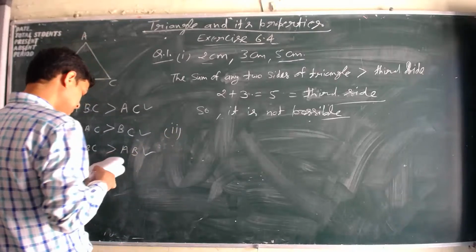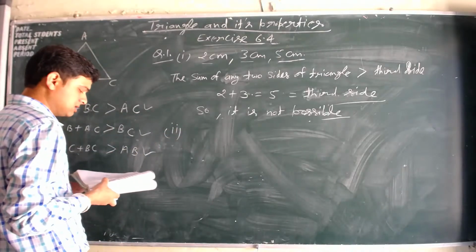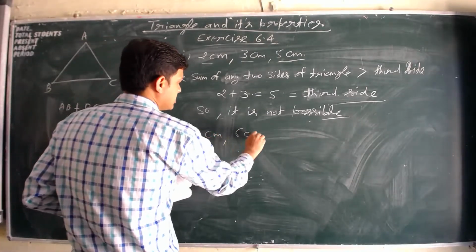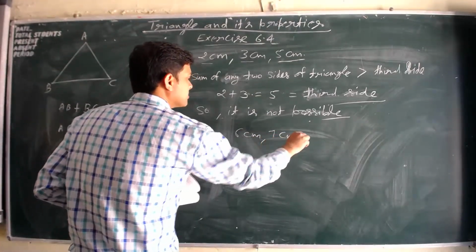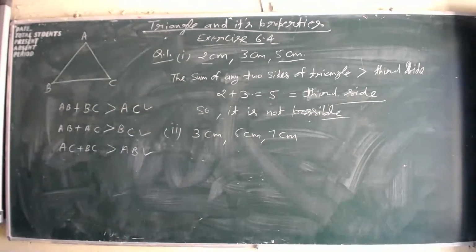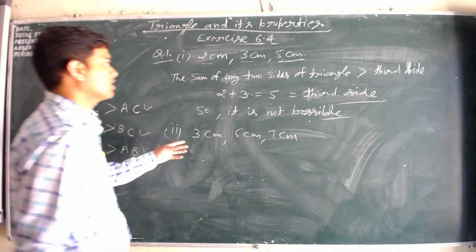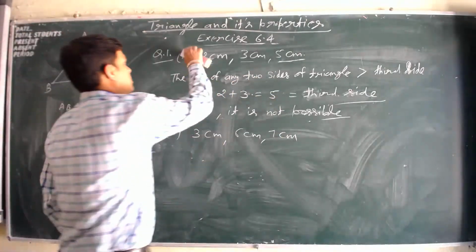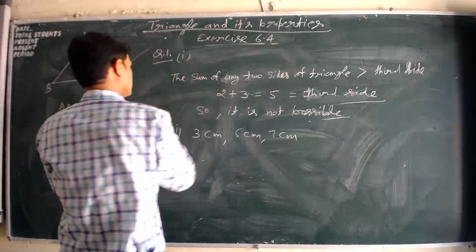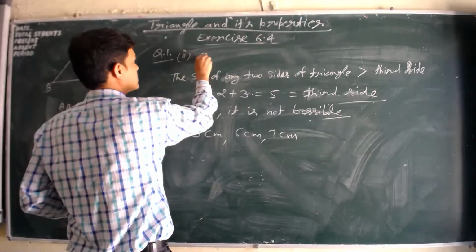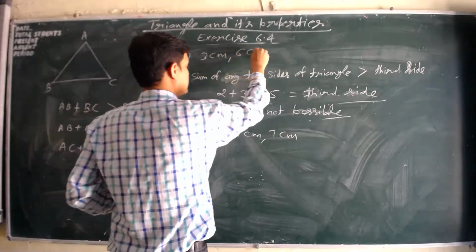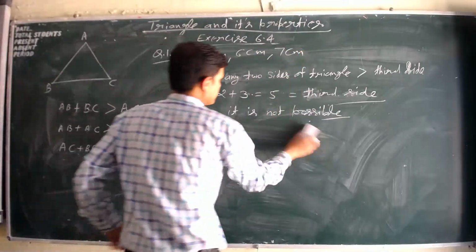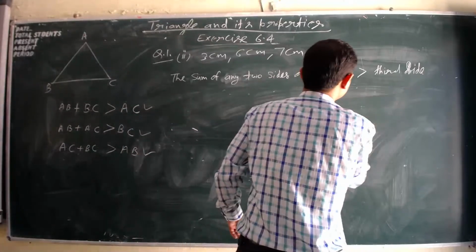Second part is 3 centimeter, 6 centimeter and 7 centimeter. Now we have to take, okay, the sum of any two sides should be greater than third side. Second part, 3 centimeter, 6 centimeter and 7 centimeter. Okay, the sum of any two sides should be greater than third side.